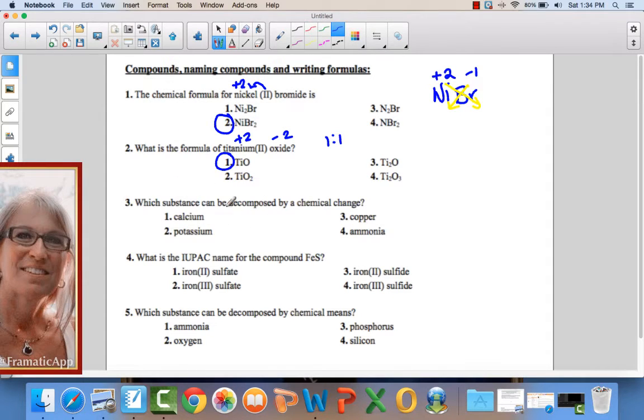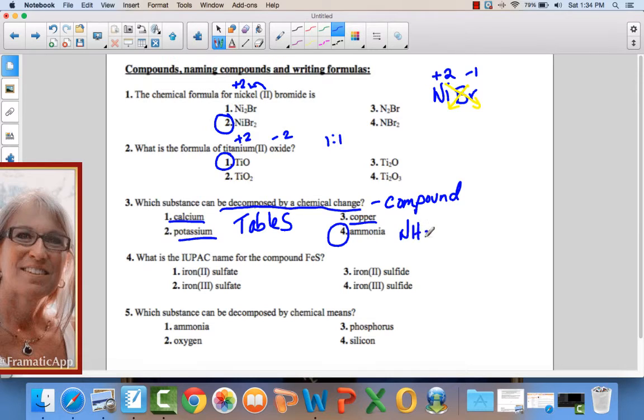Which substance can be decomposed by a chemical change? This is the definition of a compound. 2 or more elements chemically combined, different elements chemically combined, that can be decomposed. So the key to doing this is table S. You will find 3 of these in table S, which means that they're elements. You will not find ammonia. It's actually a base, NH3, and it's found in table L.